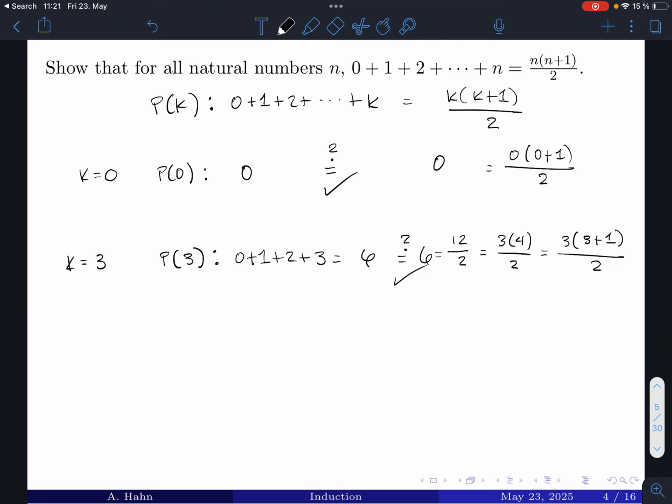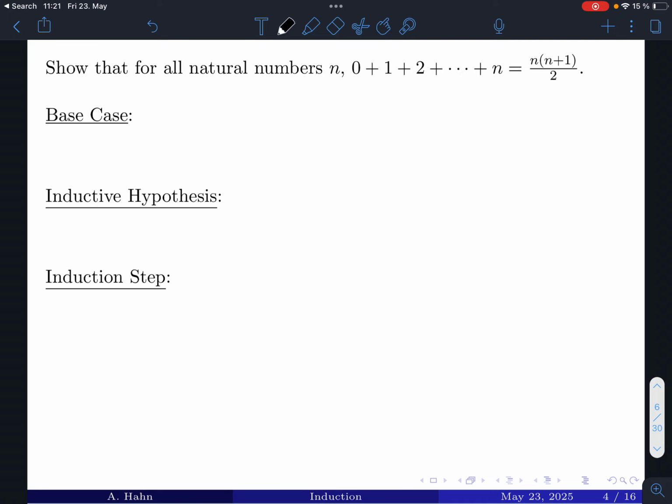So now let's check to see if it's true in general. Let's do a proof of that. Let's write down the proof. These are the constituents of any proof by induction. We always have a base case, inductive hypothesis, and induction step. Let's talk about these.